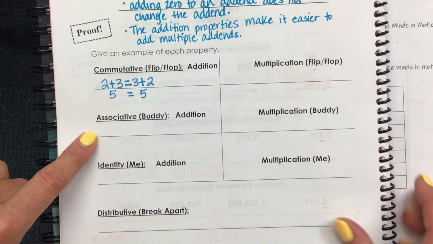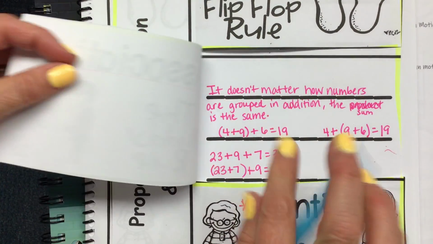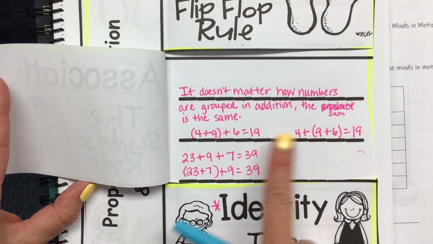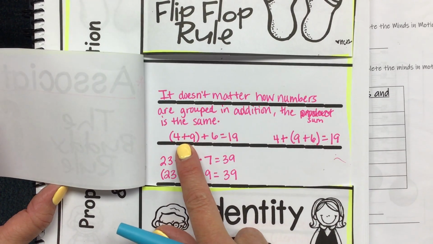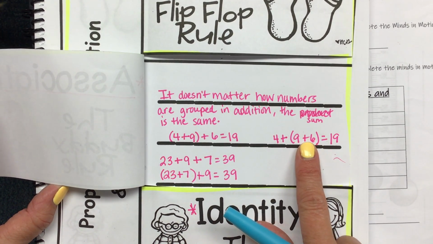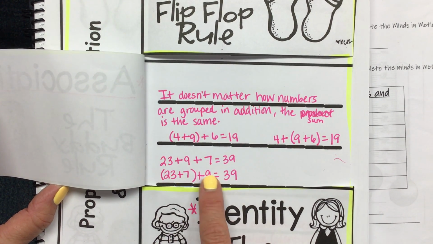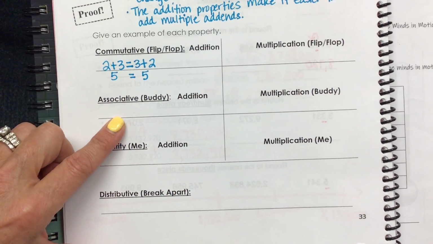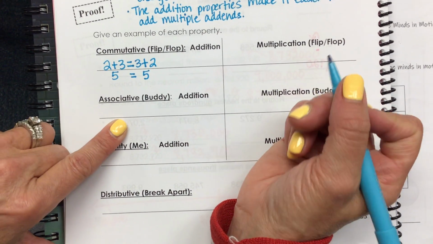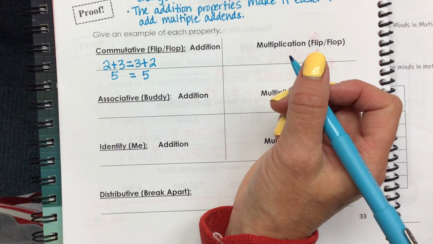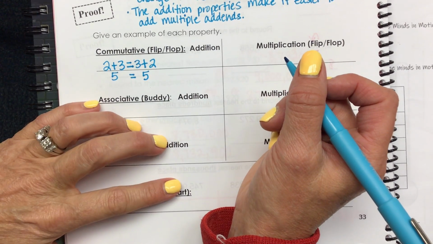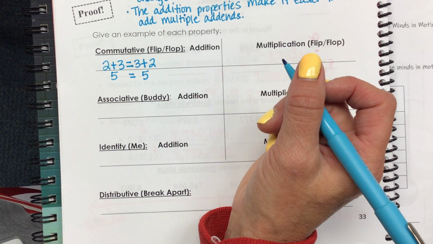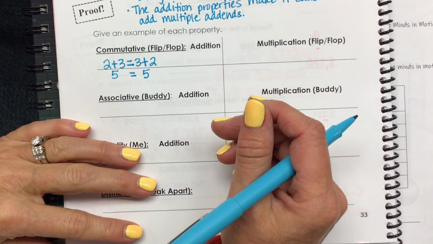Okay, the associative property, if you'll remember back, it doesn't matter how numbers are grouped in addition, the sum is the same. So we had these different examples where here we grouped the 4 and 9, and here we grouped the 9 and 6. Here we grouped the 23 and 7 together. Give me an example of the associative property. Who can give me an example where we switch the way the numbers are grouped? I don't see very many hands. Come on, guys, it's just an addition problem with 3 add-ins. Put 2 of them in parentheses. Who can do it for me?